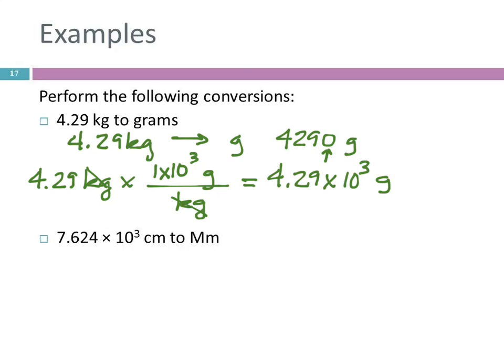Let's do the next one. What unit do we need to go to? Megameters. You know, when they say a rock star is making mega bucks, they're actually using the metric system. Mega means a million. Megabucks is millions of bucks, millions of dollars. And we're starting with 7.624 times 10 to the third centimeters.